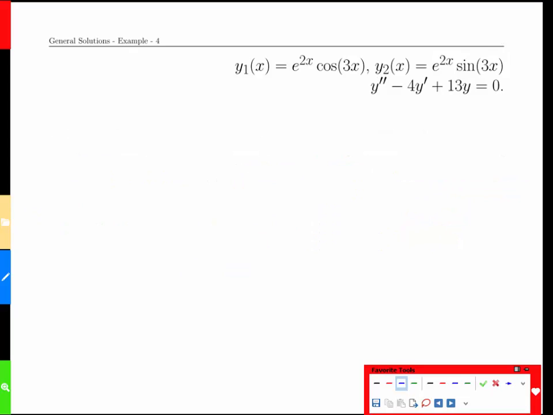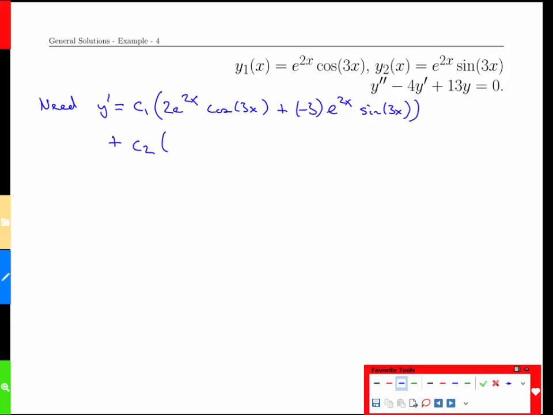So we need y prime, which is equal to C1 times y1 prime. Well, that'll be C1 times 2 e to the 2x. We've done these derivatives before, so we'll just plow through those. Derivative of the first times the second plus the derivative of the second, which would be sine, with the 3 popping out in the negative, plus the C2 times basically the same pattern, 2e to the 2x sine of 3x, plus, and then the derivative of the sine part is just the positive 3, and then we get a cos.